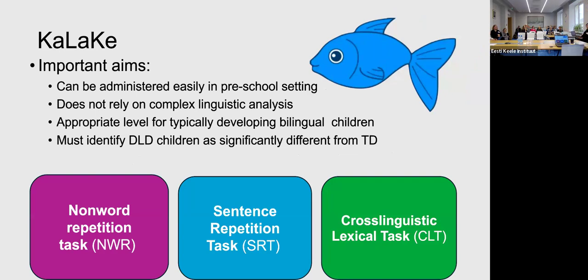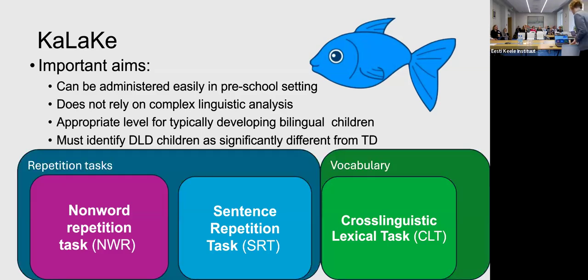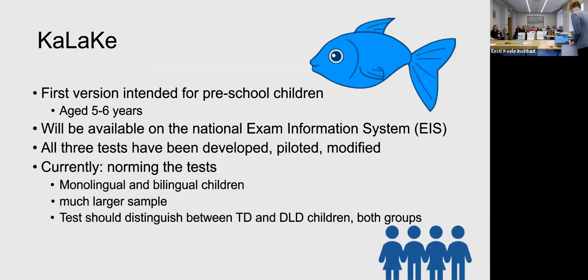And it's composed of three tasks. The non-word repetition task that I know has been presented in earlier years at this conference, I think maybe in the same room, the sentence repetition task and the cross-linguistic lexical task. It's intended for children who are 5 to 6 years old. And because we're working with the Education and Youth Board, it's being made available on the exam information system, AIS. All these three tests have been developed, piloted, modified, and right now we're in the process of norming the tests on a much larger sample where there are both monolingual and bilingual children, and in both groups, both typical development and DLD children.